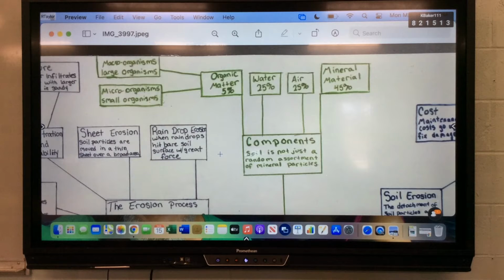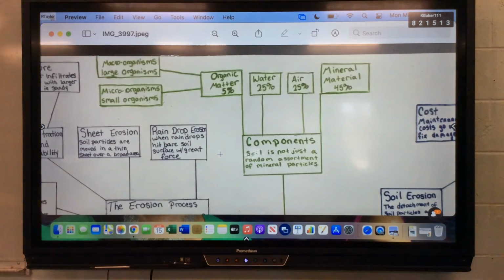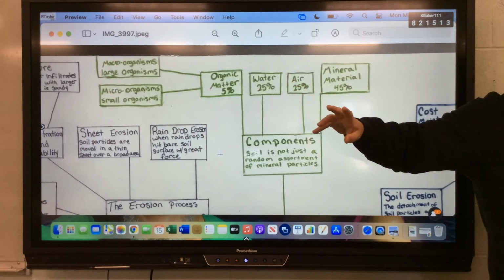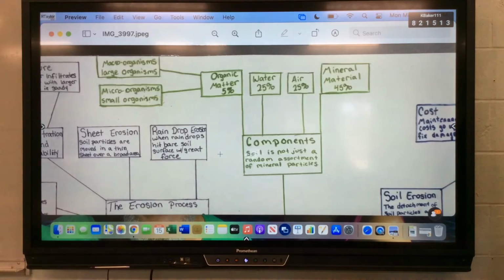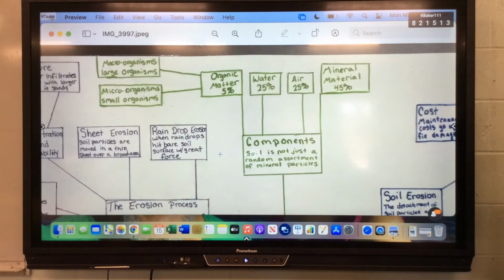Okay? So air makes up about 25% of your soil, and water makes up about 25% of your soil. Now that varies from soil to soil, and it varies from time of year to time of year. In the spring, you might have a much higher water content and less air because the soil kind of gets saturated with water. And in late summer and fall, you might be drier, so there's less water and more air.